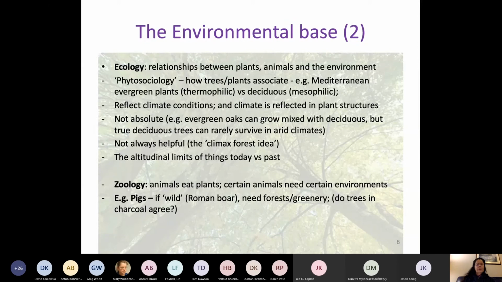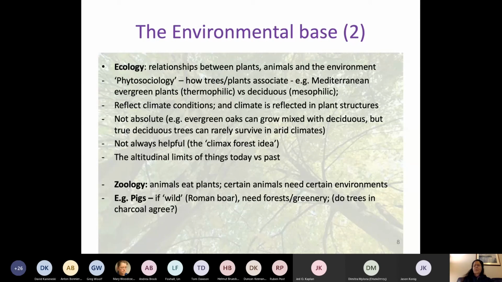But not all modern ecology ideas are always helpful. Often repeated in pollen studies is this concept of the climax forest or the climax tree forest, which now, I think, not everybody agrees with. So the idea that if you're in the Mediterranean, your climax forest is necessarily some kind of evergreen forest, and that's what it always should end up being, unless humans interfere with it. I think we're gradually moving away from those fixed ideas.